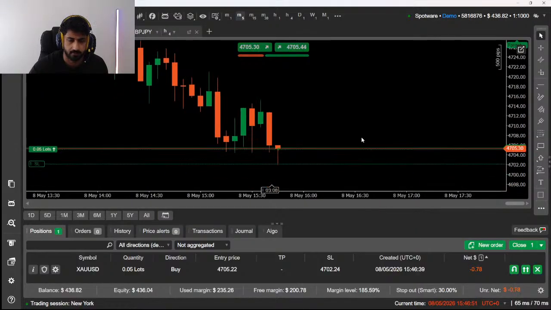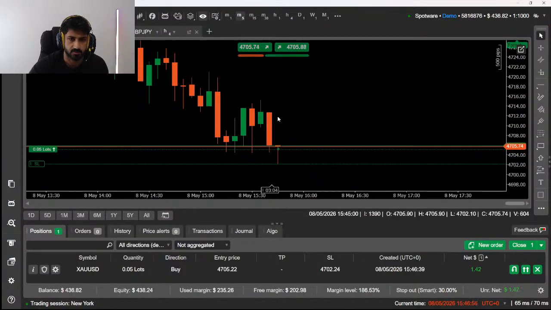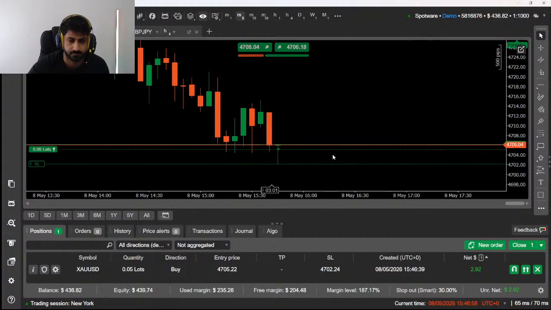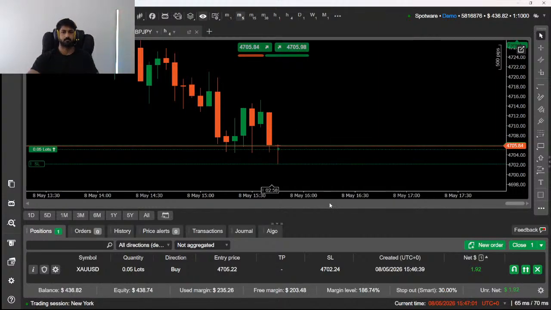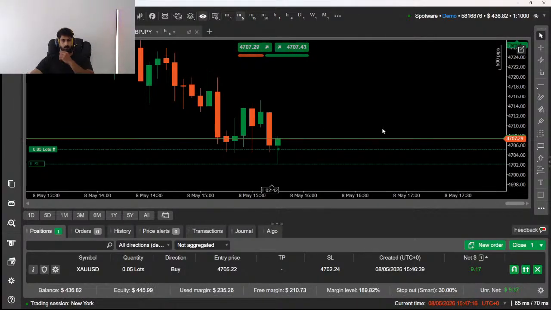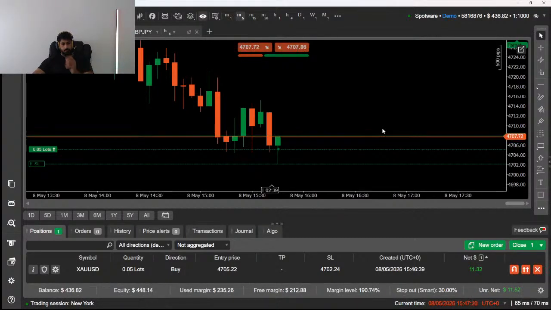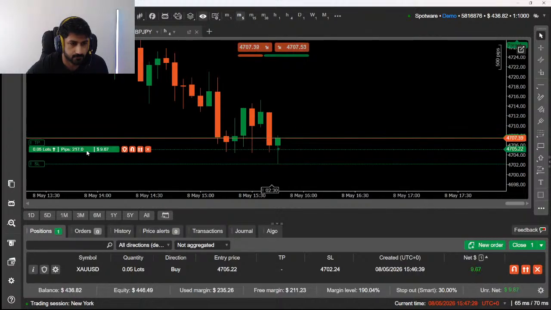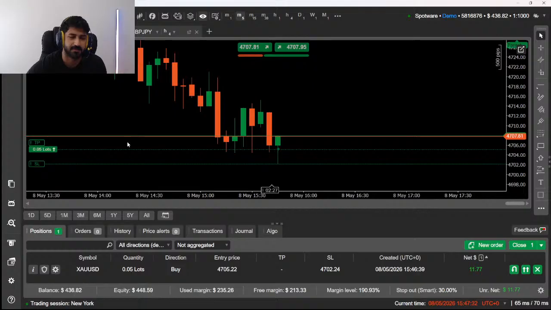I've entered into a buy here for price to retrace back up into the consolidation area. $250 pips is crazy. This is insane.